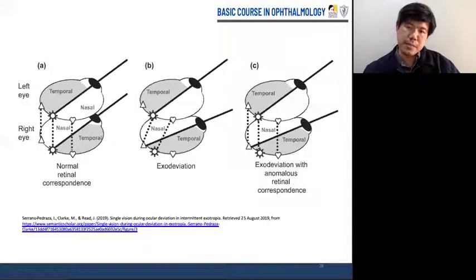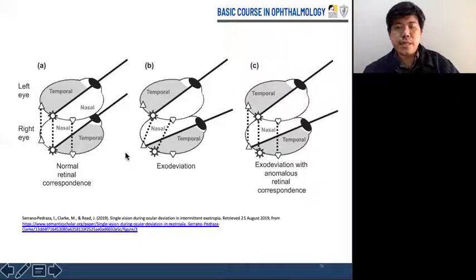So let's take for example these three pictures. For A, in normal retinal correspondence, images which fall at roughly the same position, so triangle, triangle, sun, sun, heart, heart, relative to the fovea are perceived lying in the same visual direction. These correspondences are marked by the dashed vertical lines.